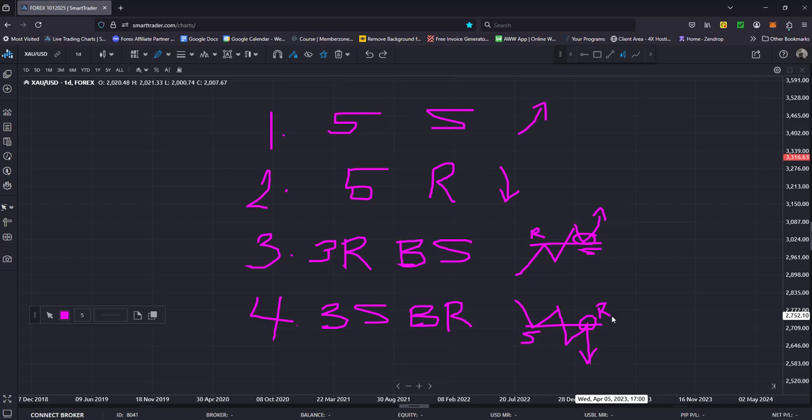So that's your homework for this week. You're going to identify those levels, 5 support, 5 resistance areas, any chart. And then 3 areas that are resistance becoming support, and 3 areas that are support becoming resistance, guys.